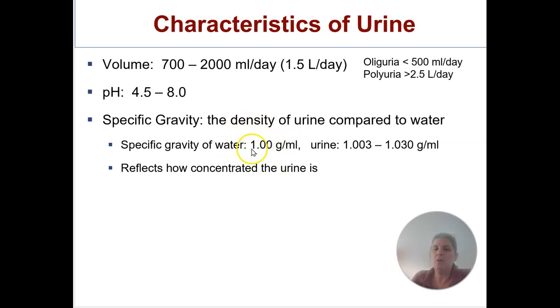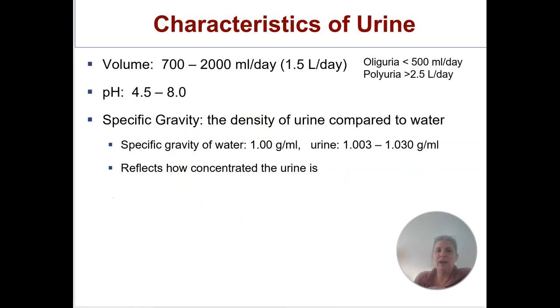The specific gravity of water is 1.00, and just notice urine is slightly higher, and that's representing that there's stuff in your urine. There could be cells in your urine, obviously there's waste products in your urine. The more stuff in your pee, the higher the specific gravity. It also shows how concentrated it is.